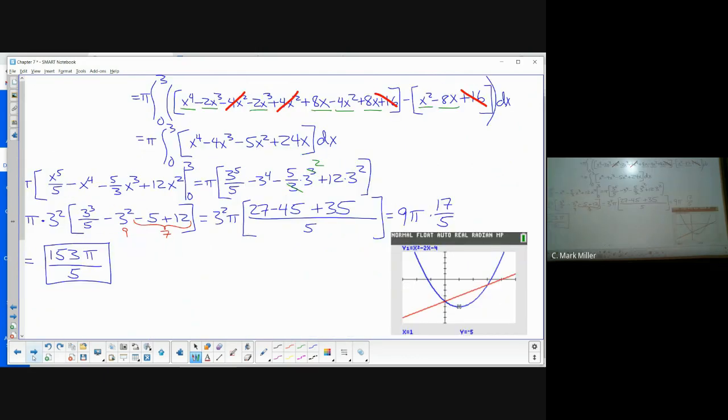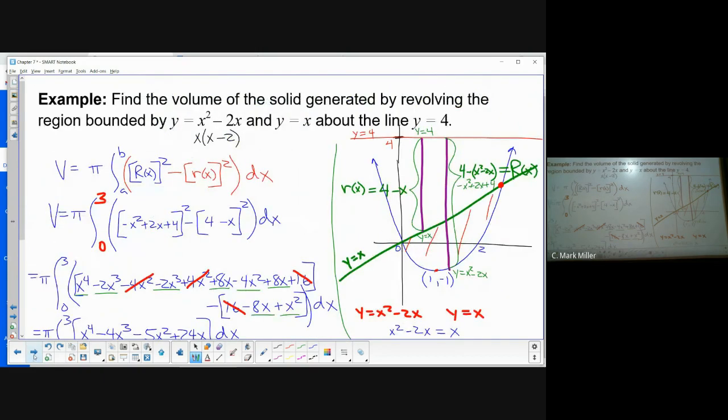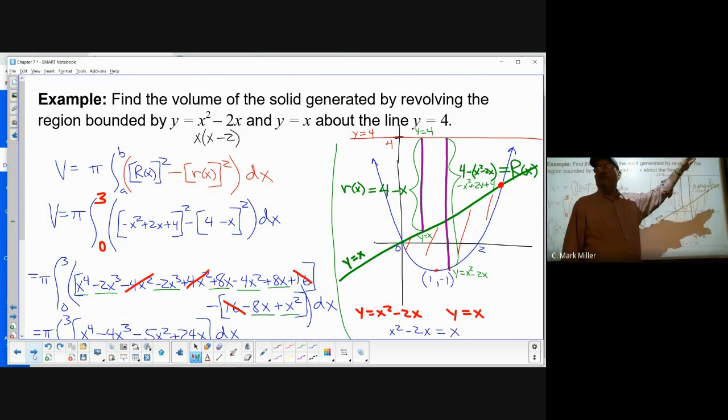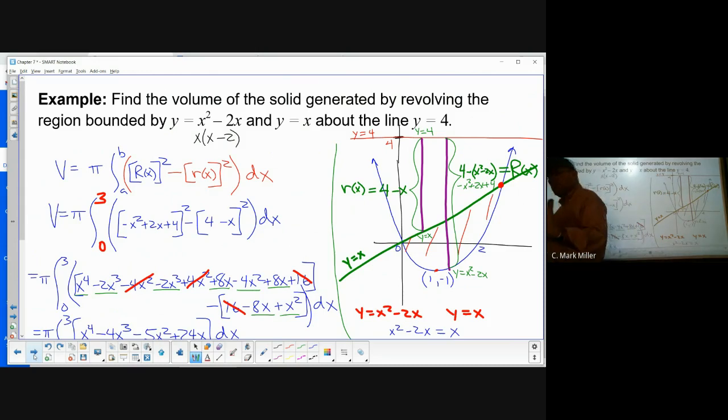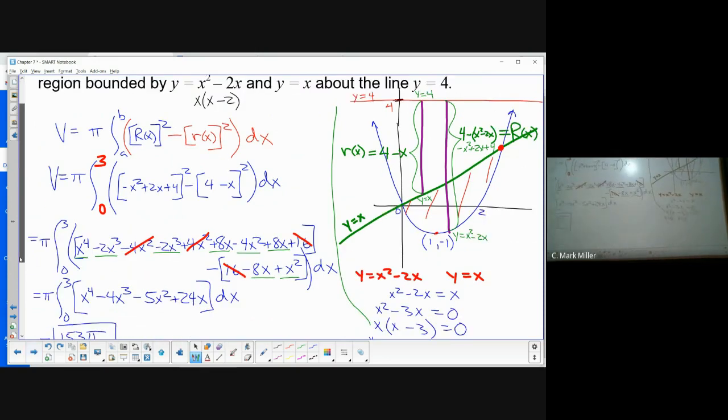Now, what I intended to show you in this problem is how to set up something that's not rotated about an axis. Why did I use the washer method here to begin with? It still is a washer because it's rotated not around the x-axis, but around y equals 4, which is parallel to the x-axis. And so I can use exactly the same method, all right?